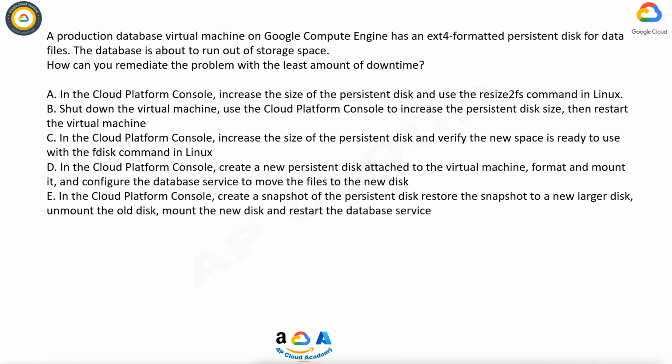D. In the Cloud Platform console, create a new persistent disk attached to the virtual machine, format and mount it, and configure the database service to move the files to the new disk. E. In the Cloud Platform console, create a snapshot of the persistent disk, restore the snapshot to a new larger disk, unmount the old disk, mount the new disk and restart the database service. Correct answer, A. In the Cloud Platform console, increase the size of the persistent disk and use the resize2fs command in Linux.